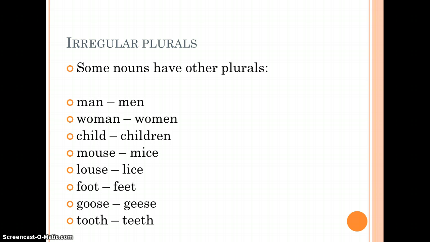You have a couple of irregular plurals, and these you just have to learn by heart, as in man, men, woman, women. Notice the pronunciation change. Child, children, mouse, mice, louse, lice, foot, feet, goose, geese, tooth, teeth.